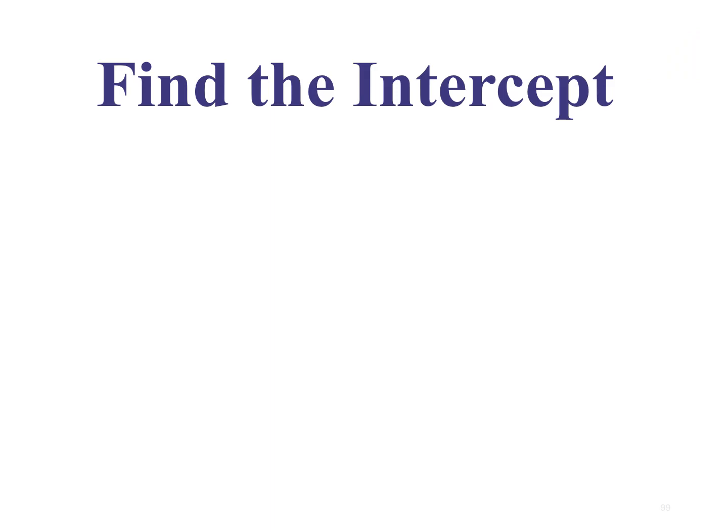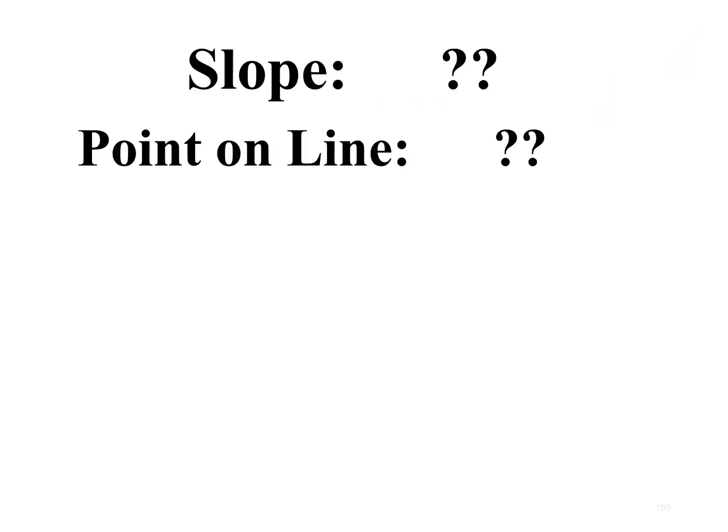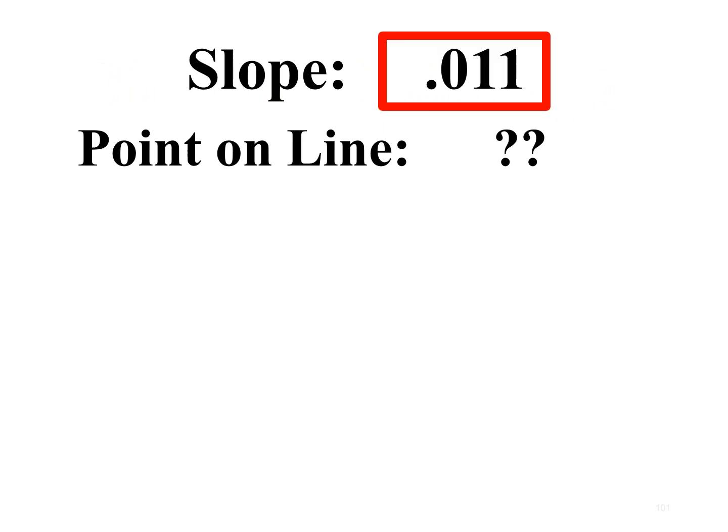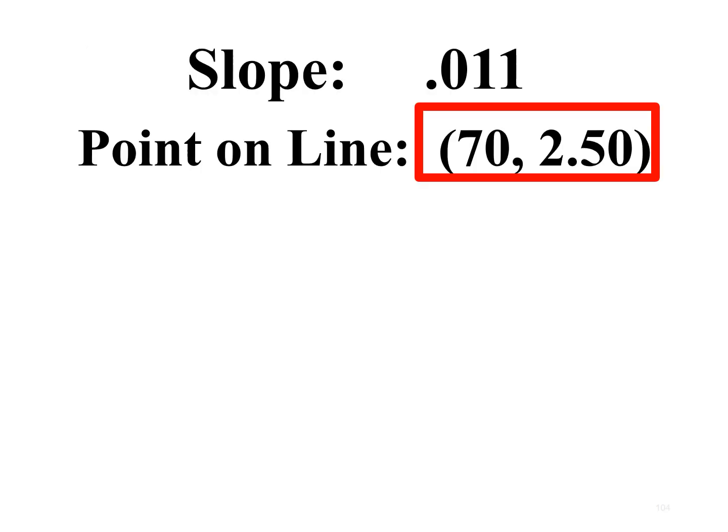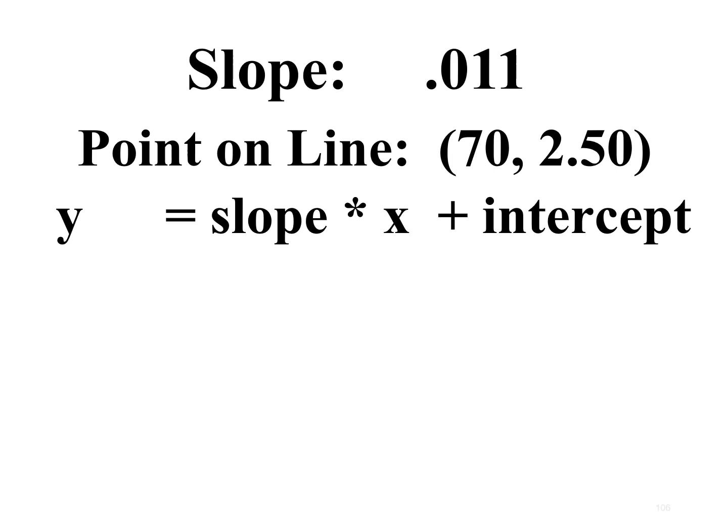Then we have to find the intercept. So we need another point on the line. We already used 2 points, so we can take any of those 2 points. Okay, so we're going to use 70 and 250 for this example. And from here, we calculate our intercept. So we plug in our data. So we have our slope. We have our x value and our y value. So we plug in those values.